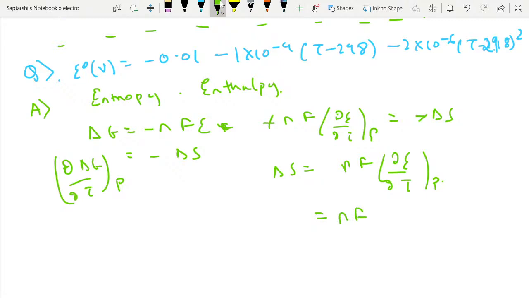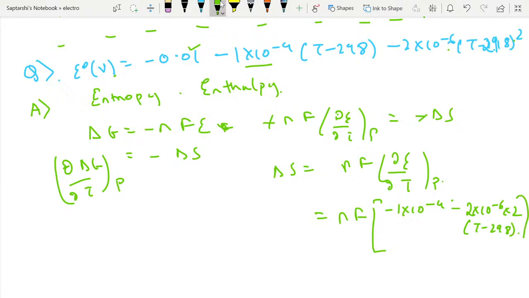So we need a derivative of this with temperature. If we do the derivative of this with temperature, what do we get? The first term will be 0, only this part will be left, and a 2 term will come out. So what we will have is this: minus 1 to the power minus 4, minus 2 into the power minus 6 into 2 and T minus 298.